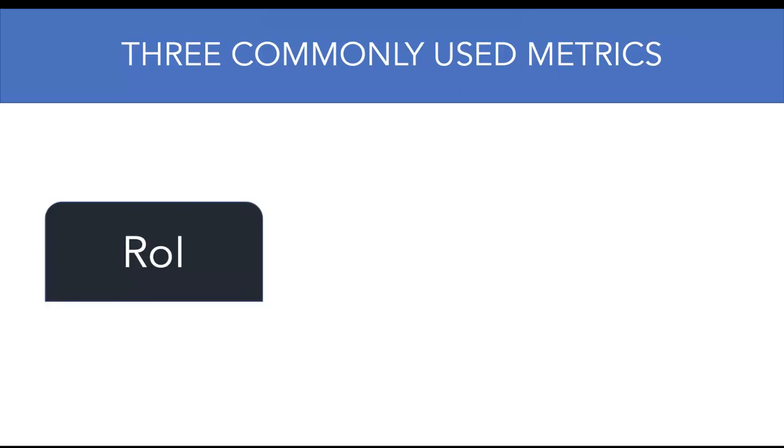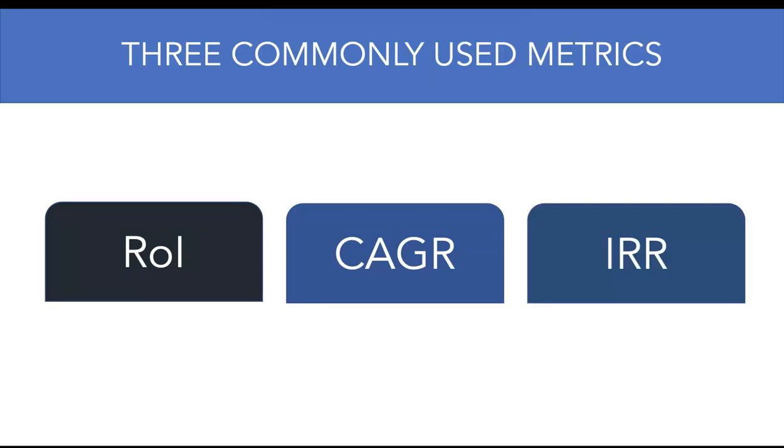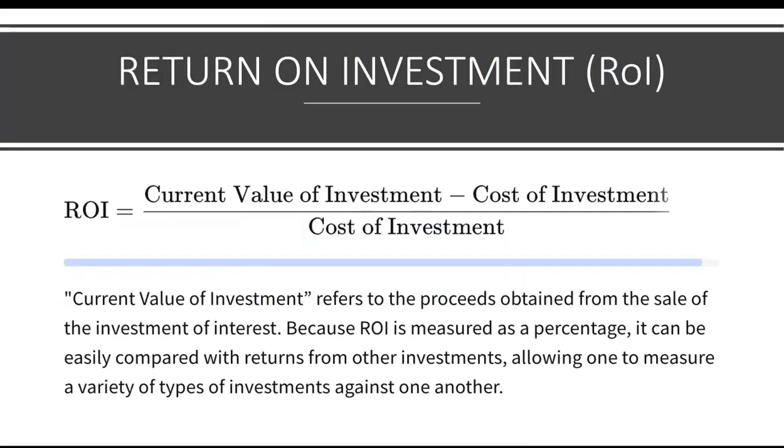We shall learn about the three most commonly used metrics, their use cases, and their limitations. First, ROI stands for return on investment. Second, CAGR stands for compound annual growth rate. And third, IRR stands for internal rate of return. We shall study each one and their limitations in detail.